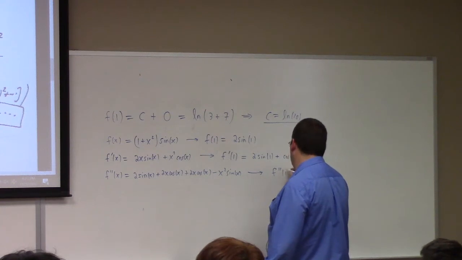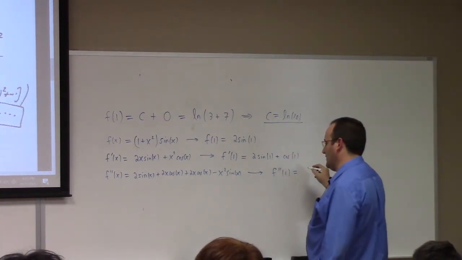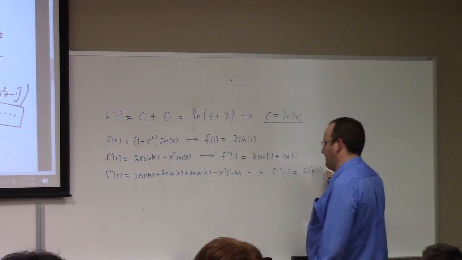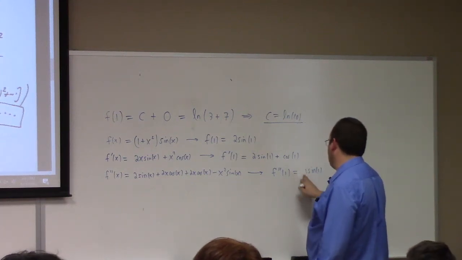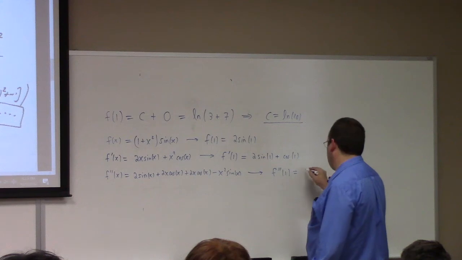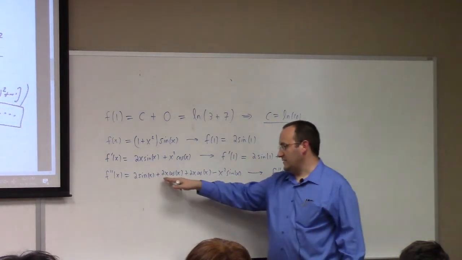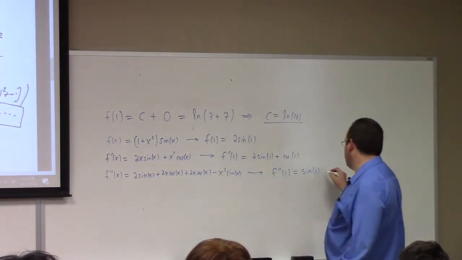So f double prime of 1 is what? It's 2 sine 1. Oh, yeah, subtract 1. So it's just sine 1. Just get me to the point here. Sine of 1. I'm combining this and that. 2 minus 1 is 1. And then this gives me 2 plus 2, 4 cosine 1.